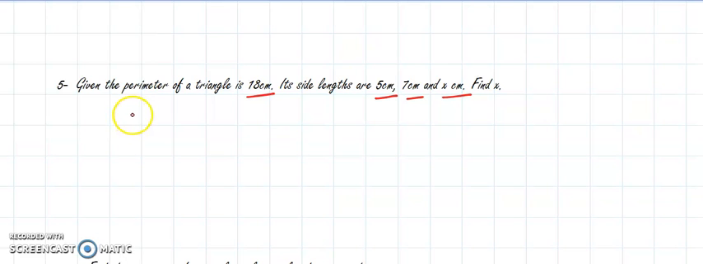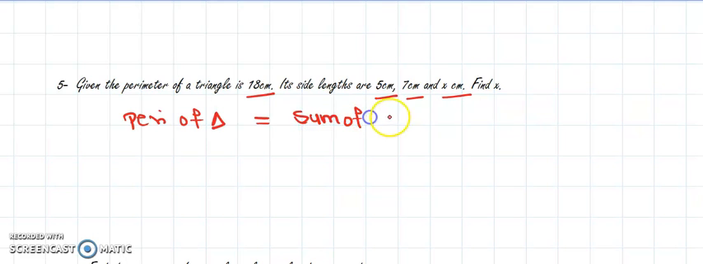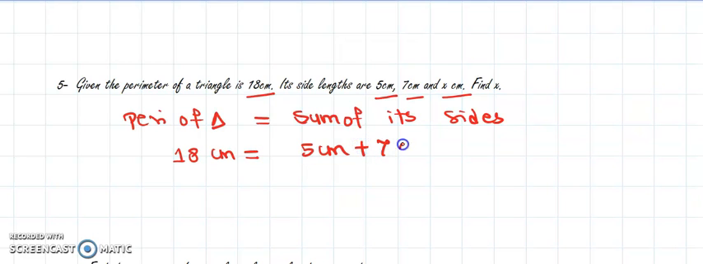So first of all, let us write the formula for perimeter of triangle. As you know that perimeter of triangle is equal to sum of its sides. So let us put the values. Perimeter they have given how much? 18 centimeter. The three sides that they have given to us are 5 centimeter plus 7 centimeter plus x centimeter. So what we have to do is that we have to find the value of x here.